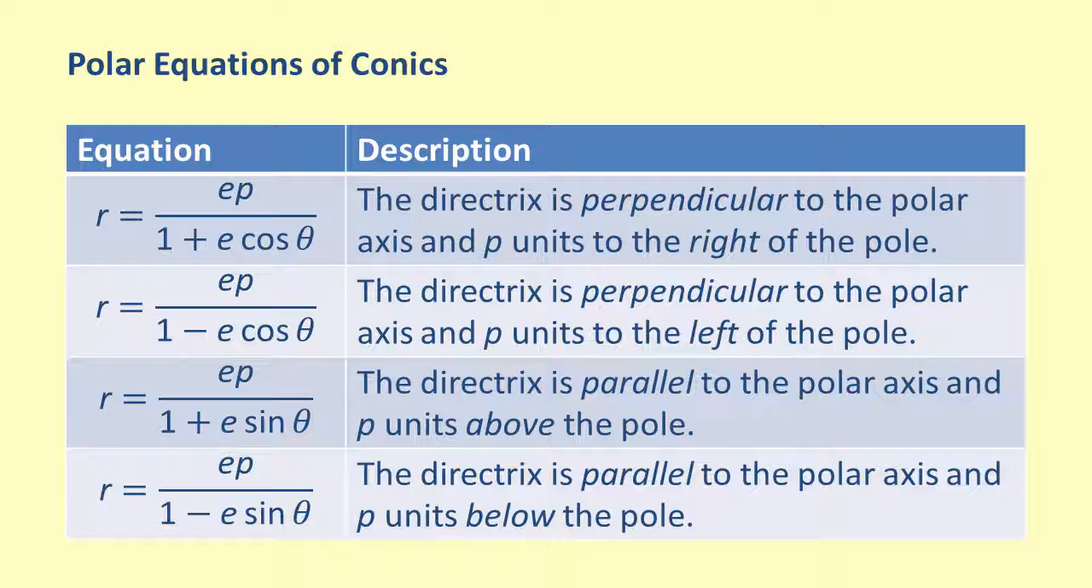For r equals e times p over the quantity 1 plus e times sine of theta, the directrix is parallel to the polar axis and p units above the pole. For r equals e times p over the quantity 1 minus e times sine of theta, the directrix is parallel to the polar axis and p units below the pole.